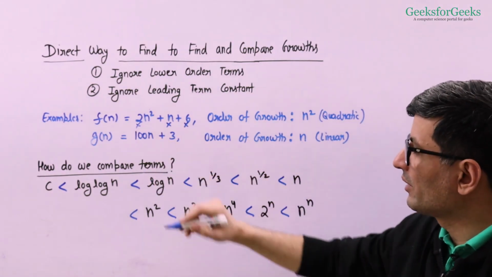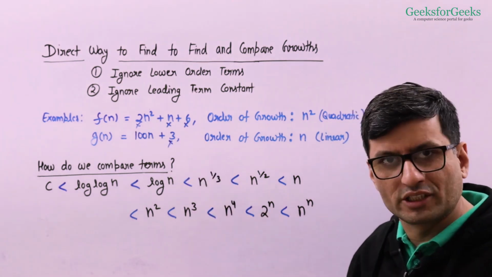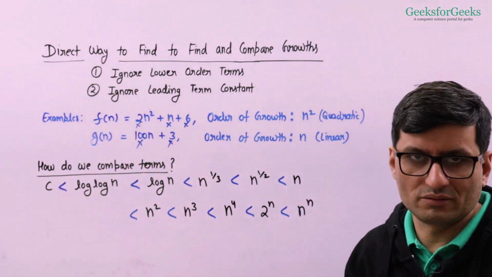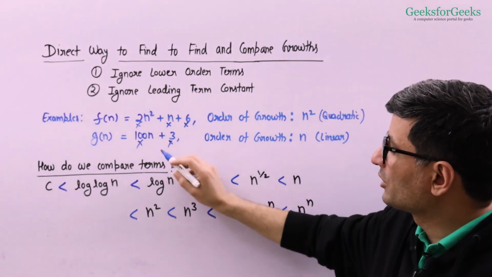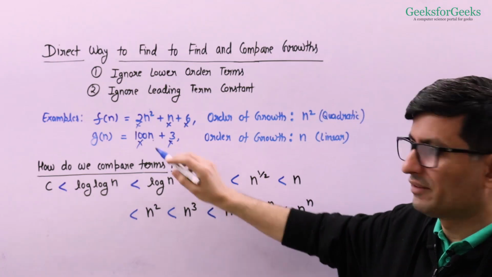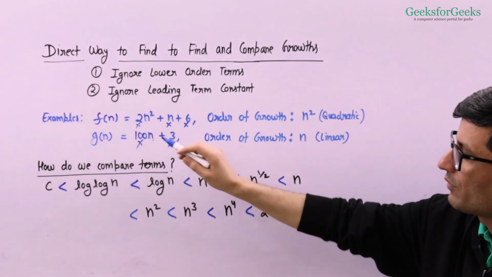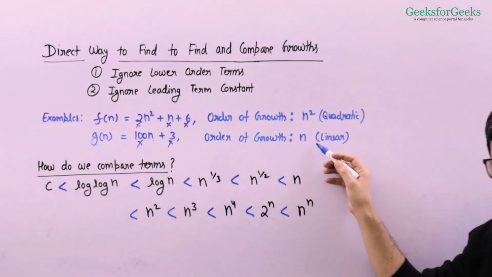Let's now see this example. We ignore the lower order term, the constant is lower than linear, right? We ignore it and we ignore 100, which is the constant of the leading term. So the remaining thing is n. So the order of growth of this function is n², which is quadratic. The order of growth of this function is n, which is linear.